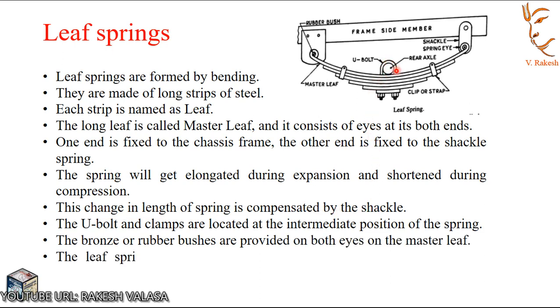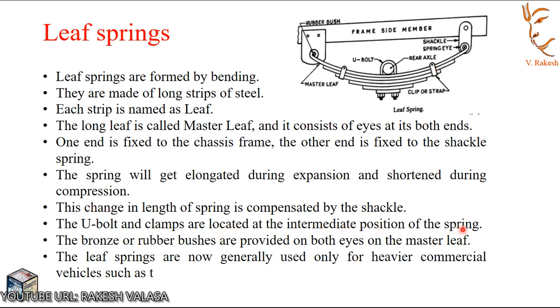The U-bolt and clamps are located at the intermediate position of the spring. The bronze or rubber bushes are provided on both eyes on the master leaf. The leaf springs are now generally used only for heavier commercial vehicles such as trucks, vans, trailers, and railroad cars.